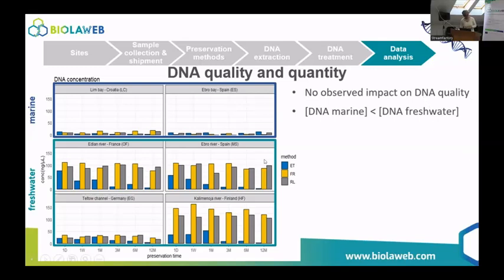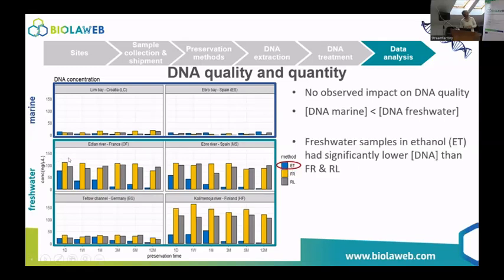But what we can see, especially in the freshwater samples, is that the ethanol preservation, which is here in blue, here in yellow you have the frozen condition, and here in gray you have the RNAlater buffer condition. You can see that at the beginning, all 3 methods seem okay, but then with ethanol, the concentration of DNA decreases throughout the time.